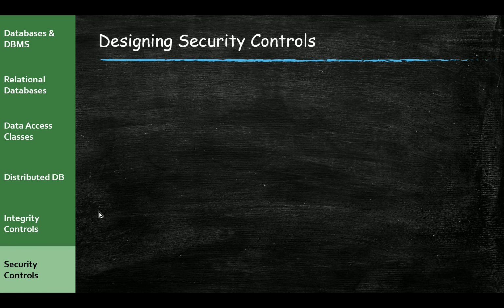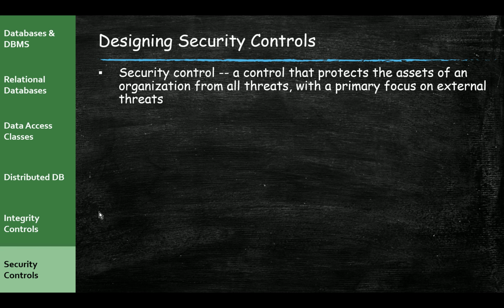So, designing security controls. We're almost done. A security control is a control that protects the assets of an organization from threats, with a primary focus on external threats. So usually we're worried about threats from the outside. Although, to be fair, security threats from the inside are also pretty common. But we've handled, hopefully, most of those with integrity controls. So when we talked about integrity controls, that was mostly about threats from the inside. Now we're talking about threats from the outside, or external.